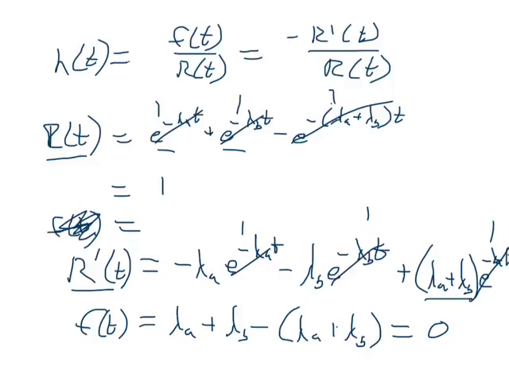And that should tell you all you need to know, really. The instantaneous failure rate, if you take the derivative of reliability, is always going to equal 0. So I hope that makes sense. Happy to take any other questions if it doesn't.